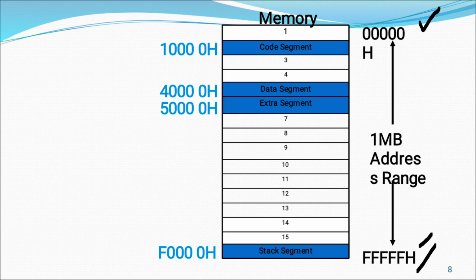So here we have the code segment, data segment, extra segment, and stack segment. For the code segment, this is the starting address: 10000. Here is the starting address of the data segment: 40000. Next one, the starting address of the extra segment: 50000. Finally, this is the starting address of the data segment.